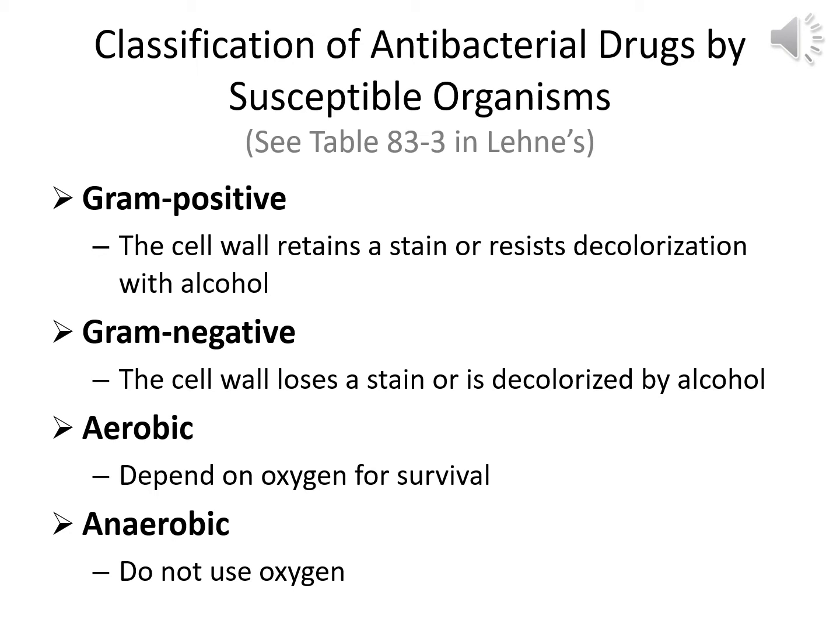We also classify them as aerobic versus anaerobic. Aerobic bacteria need oxygen to survive. Anaerobic typically don't, so they can live happy lives without any oxygen in their world. Again, these are the four different ways that we're going to classify the bacteria that are susceptible to the antibiotic.